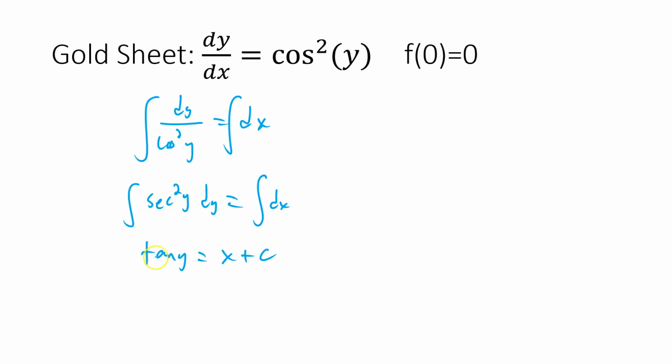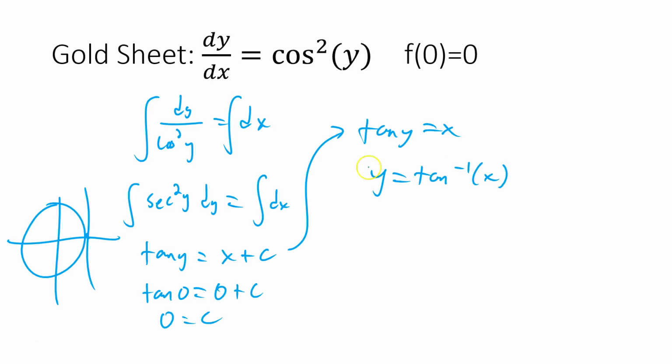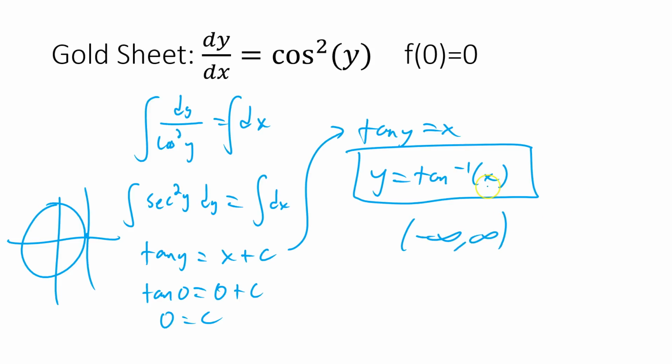Now, at this point, if I take the tangent inverse of both sides, it'd be a little messy, so I'm just going to plug in 0 right now for x and y. So I have tan 0 equal to 0 plus c. Tangent of 0, think about our unit circle. Length of the tangent line at 0 is 0, so I have 0 equals c. So that means that tangent y is just equal to x. Take tangent inverse of both sides, we have y equals tan inverse of x, and that should be our particular solution. Domain on this, all real numbers, -infinity to infinity, because you can take the tangent inverse of whatever you want.